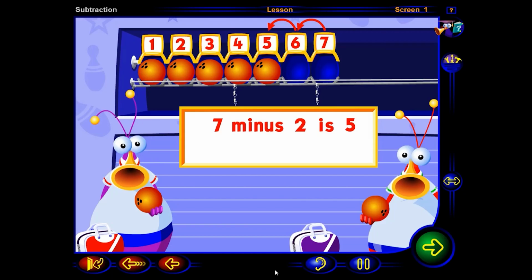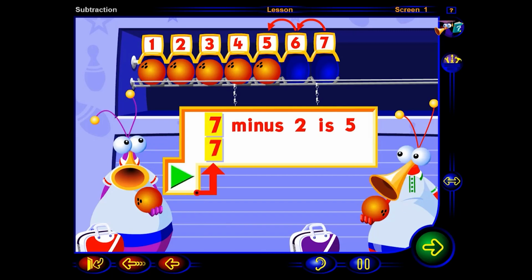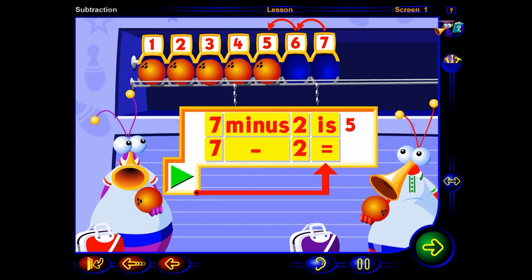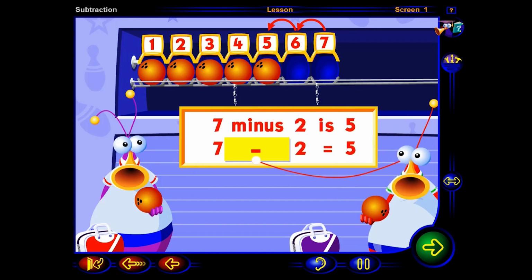But you know what? We can use signs instead of words to show that 7 minus 2 is 5. Click on the arrow. 7 minus 2 equals 5. So this sign means minus. And this number sentence means that when we take away or subtract 2 from 7, we get 5. The difference between the number of balls we started with, 7, and the balls we took away, 2, is 5 balls.